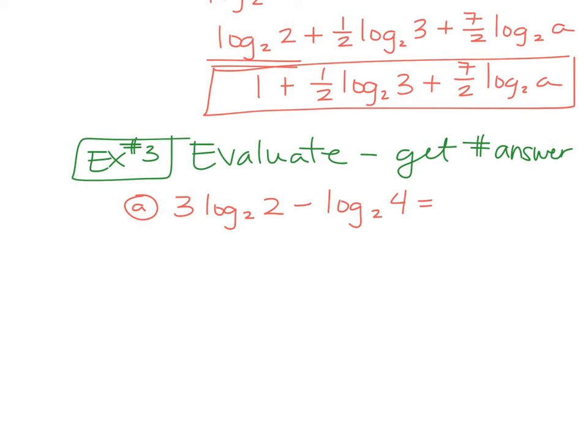Okay, so we are trying to come up with a number answer. Now here's the thing. What did we just say log base 2 of 2 was? 1. So really this is 3 times 1, right? That's beautiful. What's log base 2 of 4? 2. 2 to the second power is 4. So this is just 2, which means our problem is really 3 minus 2, which is 1.